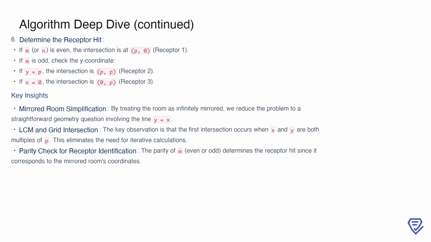Once we've determined the smallest value of m, we can identify which receptor the laser hits based on the coordinates of the intersection. If m is even, the laser hits the receptor at p, 0, which is receptor 1. If m is odd, we need to check the coordinates further. If the y-coordinate at the intersection equals p, the laser hits p, p, which is receptor 2. Alternatively, if the x-coordinate equals 0, the laser hits 0, p, which is receptor 3. This logic allows us to determine the receptor hit using a simple parity check.